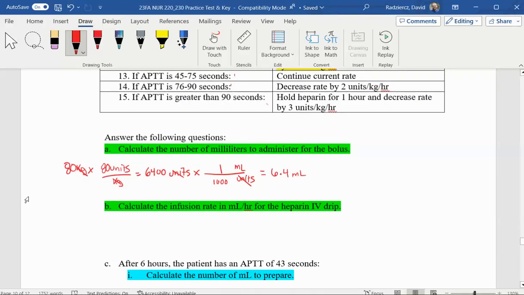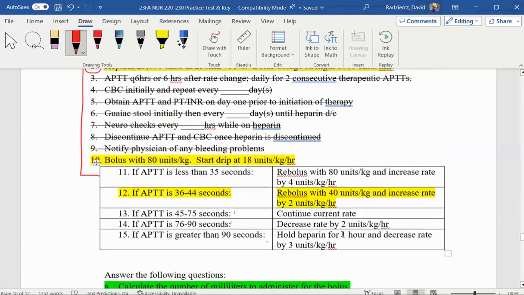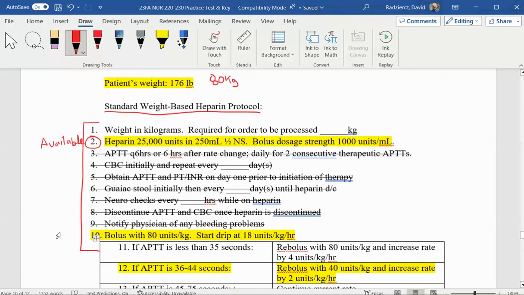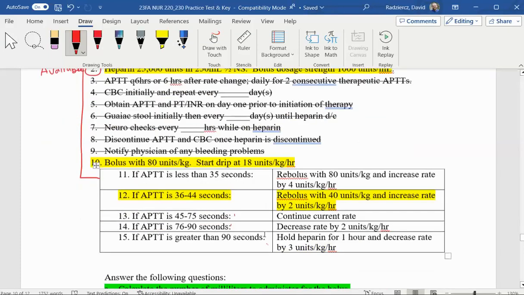Next thing. The next thing it says is to calculate the infusion rate. So again, we have to look at the beginning of the problem or look at the actual protocol. We already did the bolus part, right? 80 units per kilogram. We're done with that. The next thing is to start a drip, or start an infusion, or start a flow rate at 18 units per kilogram per hour.